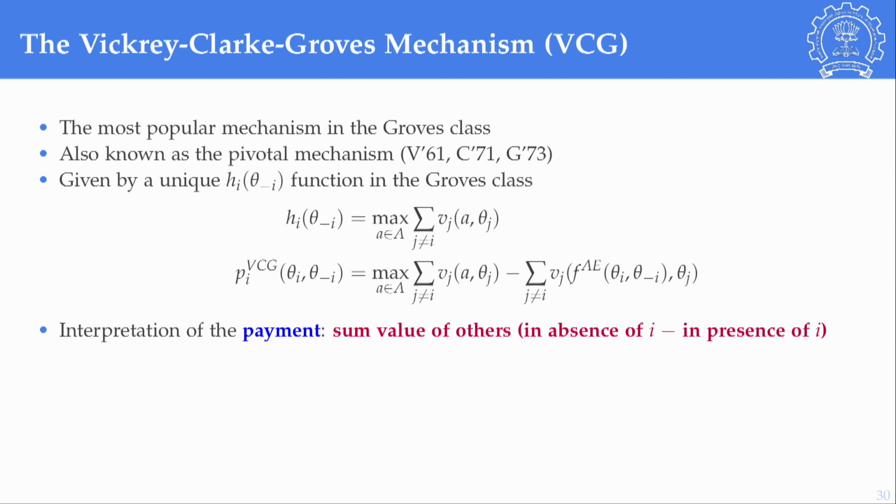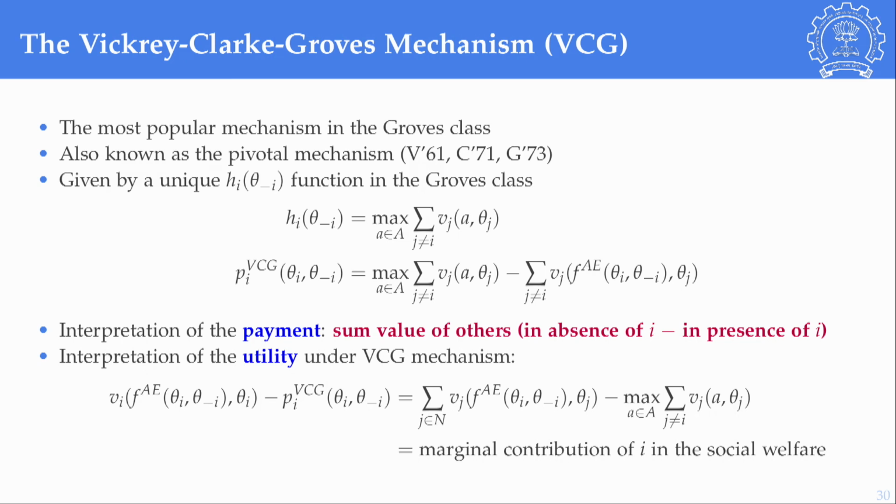In some sense, this is actually the marginal damage that you are doing to the other agents. Because of your presence, maybe some of the agents could not get good items, so you are actually reducing their valuation. If you are not present, maybe they are getting more, and that difference you are asked to pay. That is another way of interpreting this. Now, why is this interesting? Of course, this is a special case of Groves mechanism, so it will automatically satisfy the DSIC condition. There is nothing new to be shown.